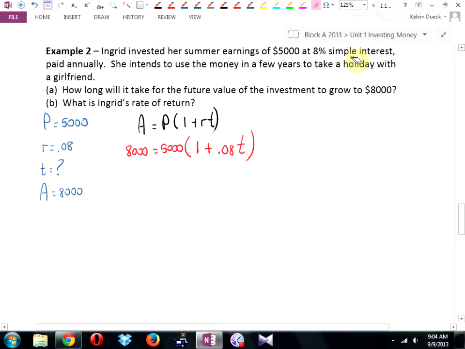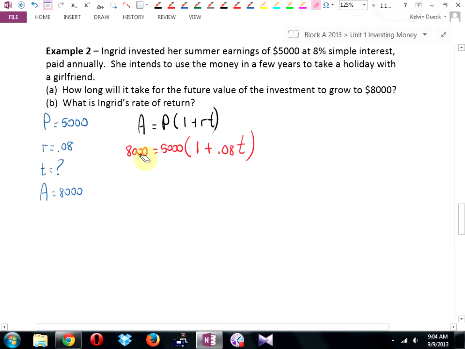I quickly double-checked. Was it 8% per year? Check. Okay, so my time units are going to match. And then the final amount was 8,000. And I wrote down, Rachel, that T equals, I don't know, question mark. So I looked for an equation that had all those things in it, and I came up with this one. And then I started plugging in the numbers. This is where we left off.